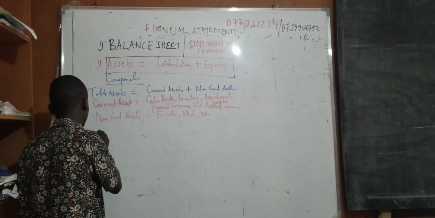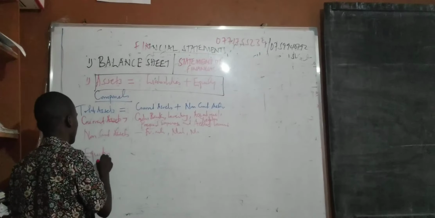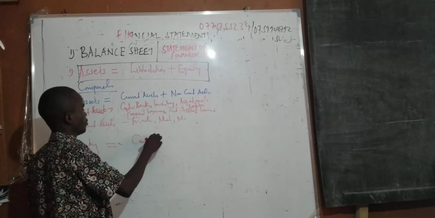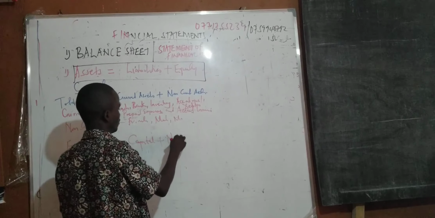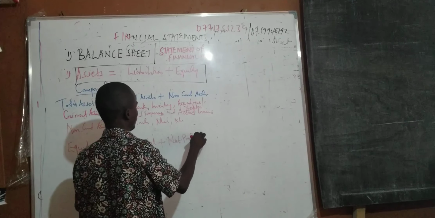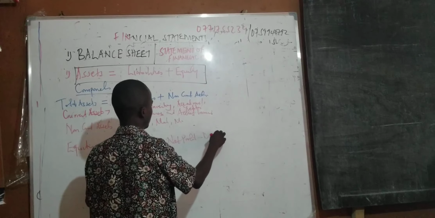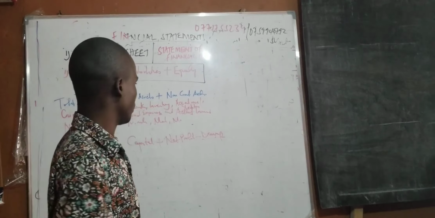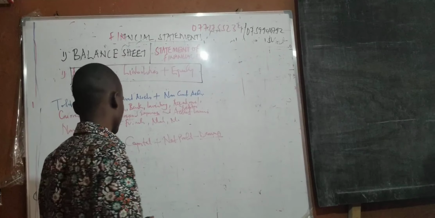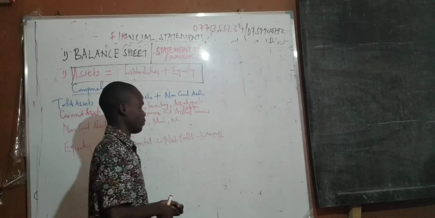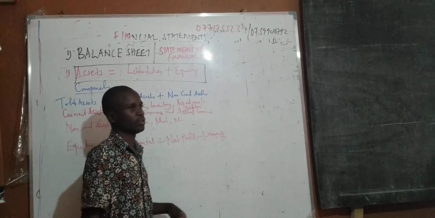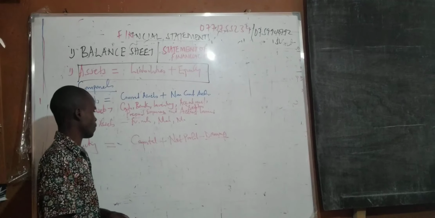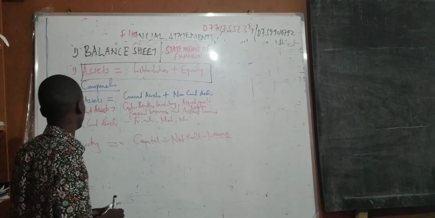Then we are looking at equity, owner's equity. What is owner's equity? It equals capital plus net profit minus drawings. What are drawings? This refers to money used by the owner of the business for personal use. It can be either in cash or in the form of goods. So net profit we know, then capital plus net profit minus drawings.